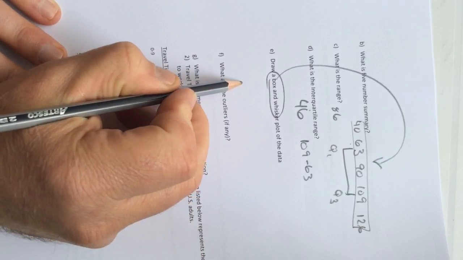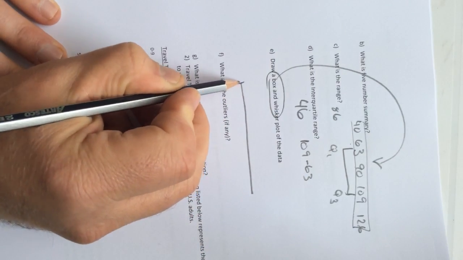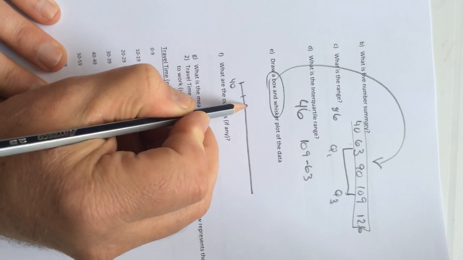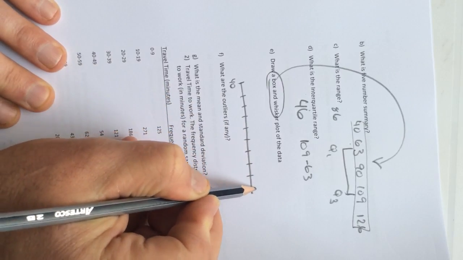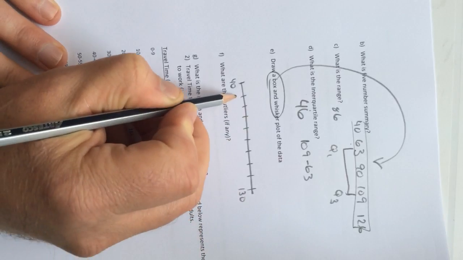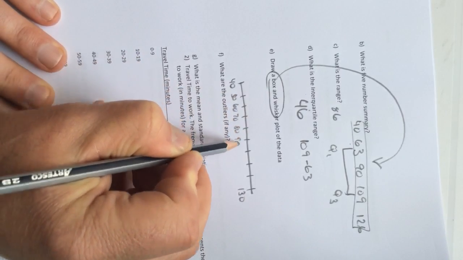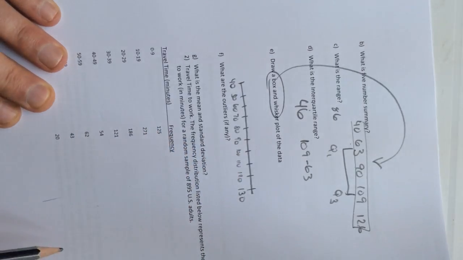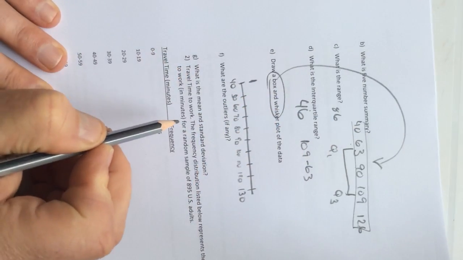So we'd have a little number line here. The low is 40, so I'll just start that at 40. Maybe I'll count by tens: 40, 50, 60, 70, 80, 90, 100, 110, 120, 130. Okay, you put the whisker down to the low, so right there's the edge of the whisker.